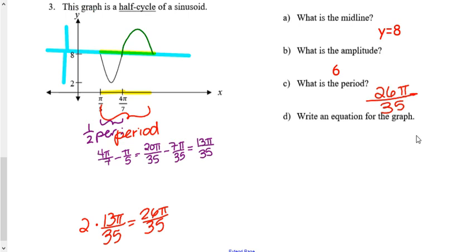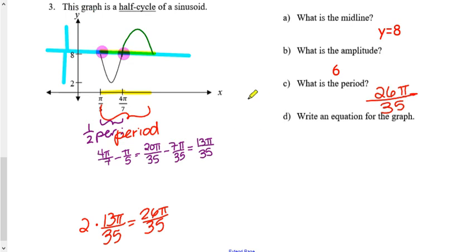Finally, I'm asked to write an equation for the graph. Now we know that there's infinitely many correct answers for this one, but there's also a few things that will help us get a nicer answer. In this case, I know the value of this location is pi over 5, and I know the value of this location is 4 pi over 7.